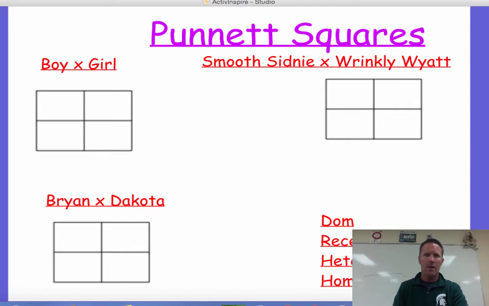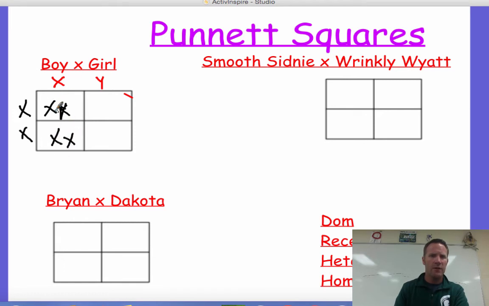Okay, next was Punnett squares. Punnett squares is a way of looking at genetics and figuring out what possible offspring you would have. So the first example I gave you was a boy and a girl. So remember that boys are X, Y, and girls are X, X. So if you do the Punnett square, two of these individuals are going to be girls, and two of these individuals are going to be boys.